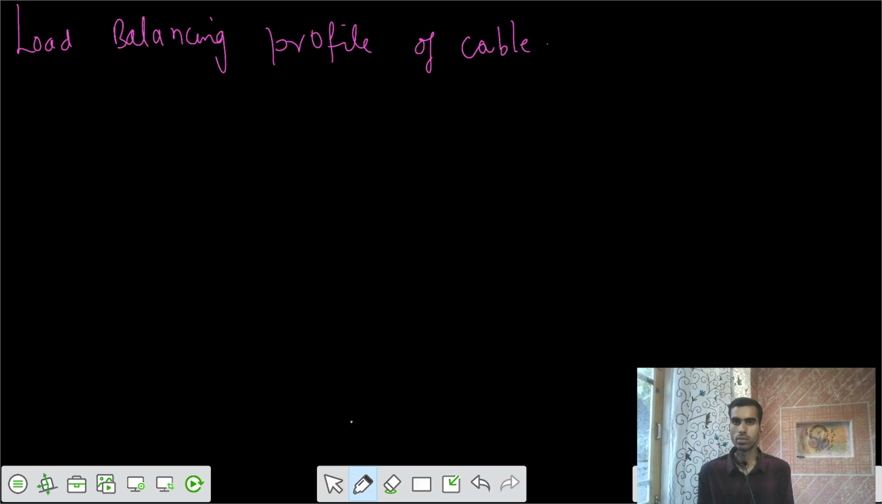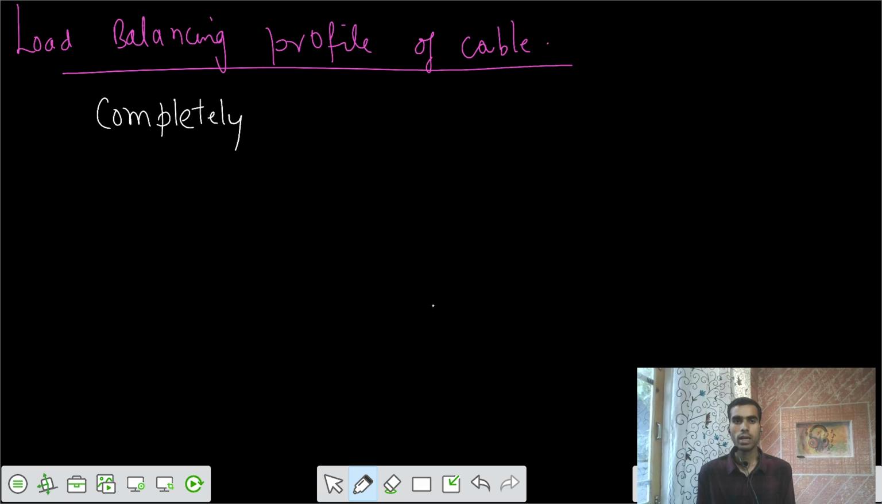Load balancing profile of cable. We call this topic load balancing profile of cable. In this case, we want to completely balance the external load. Completely balance the external loads.